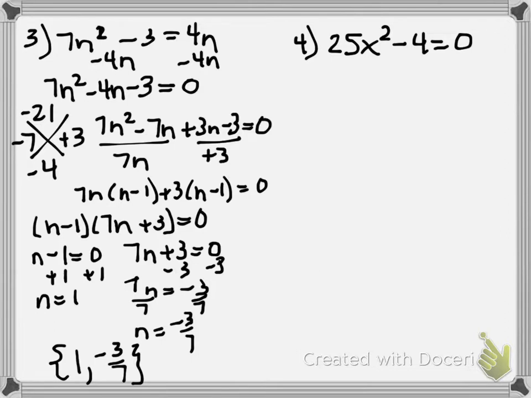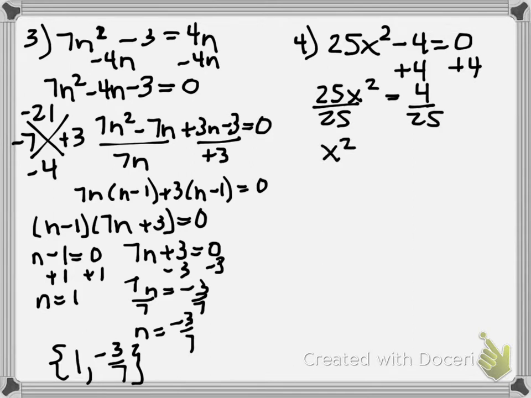If you have this situation where the linear term is missing, and you notice it's a binomial, and you check to see if it's a difference of squares, it is, you could factor the difference of squares and solve it. Or, because the linear term is missing, you have a second way of doing this. That second way is, let's isolate the squared term. So we add 4 to both sides, divide both sides by 25, and we have x squared equals 4 over 25.